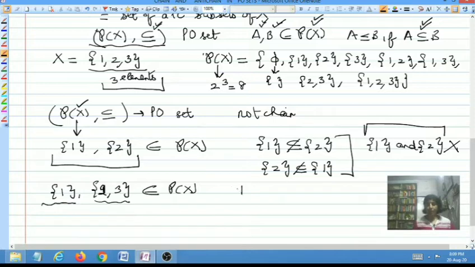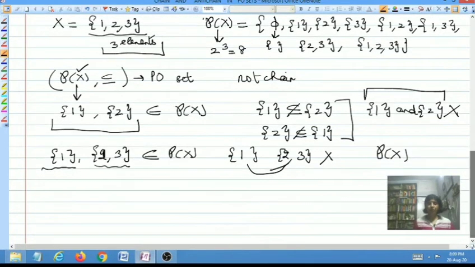And now you can see that {1, 2} and {3}, these two are again not related to each other, which means that we have got a pair of elements in the power set of X which are not related to each other. This particular poset, the power set of X with respect to the inclusion relation, although it is a poset, fails to be a chain. This is not a chain.